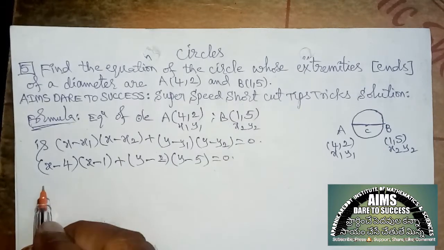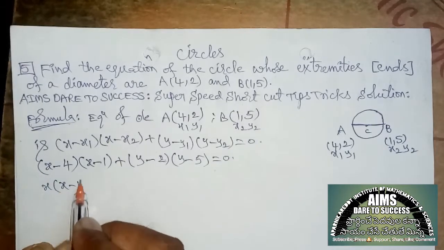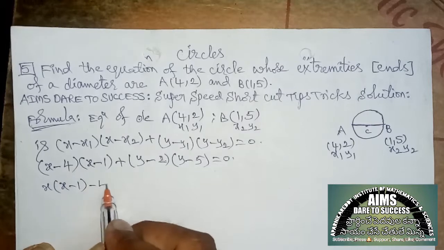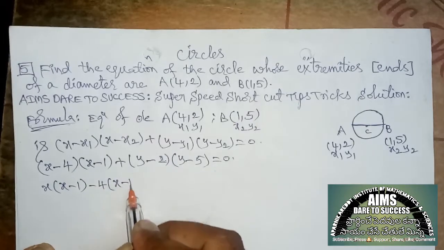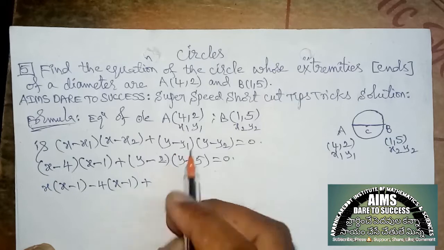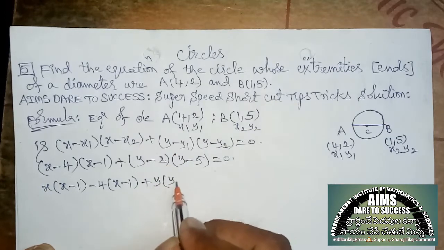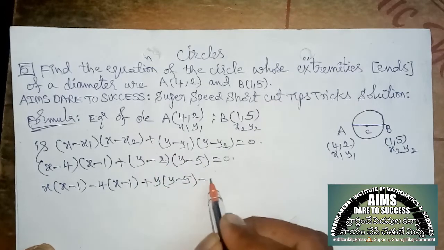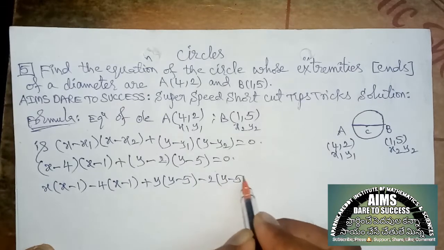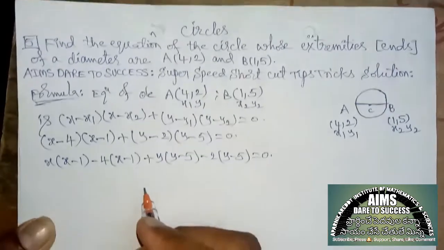Now normal multiplication. x multiply inside, we get x into (x minus 1). Next minus 4 multiply inside, we get minus 4 into (x minus 1), plus y multiply inside, we get y into (y minus 5). Next minus 2 multiply inside, we get minus 2 into (y minus 5) is equal to 0.